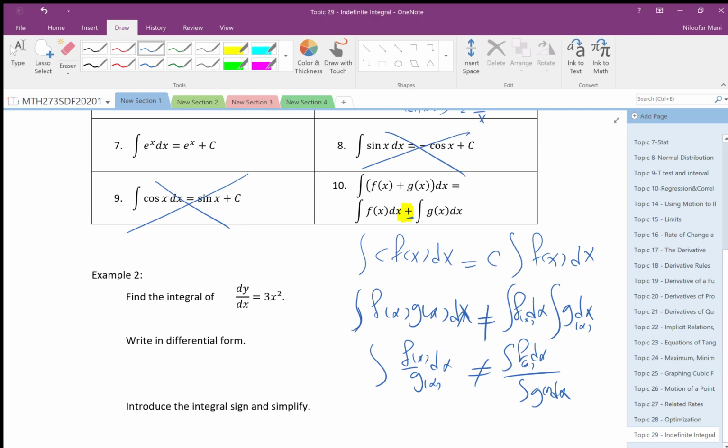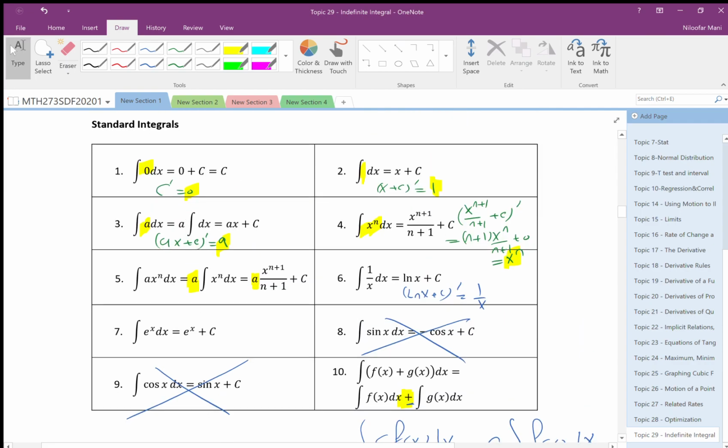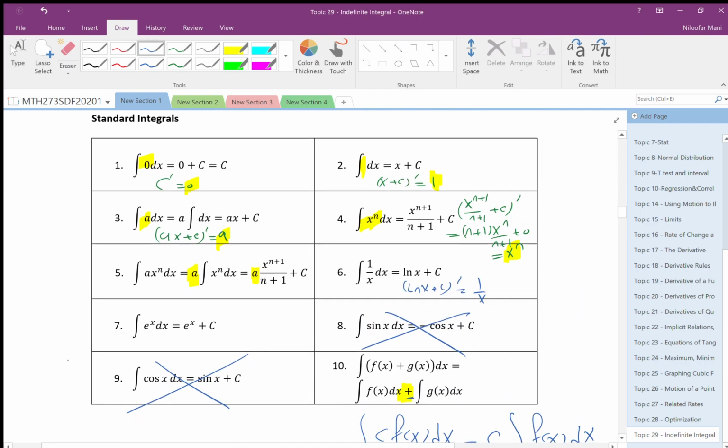Now what should I do to answer all questions this way? I have to work on this formula. Okay? You need to know this. You need to know number 1, number 2, number 3, number 4, number 5. You need to know number 6. You need to know number 7. And you need to know number 10. Okay? You need to know all of those. So here I am going to do examples and also talk about those things.